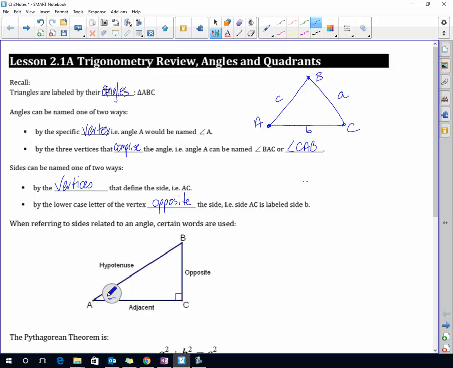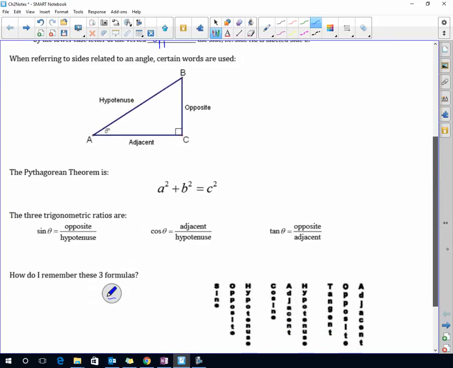The side opposite the right angle is called the hypotenuse. The side that's right next to the angle in question is adjacent. Of course, there's opposite. And we have Pythagorean Theorem back from grade 8. So this would be A, because it's opposite angle A. This would be B, and this would be little c. And Pythagorean Theorem is A squared plus B squared equals C squared.